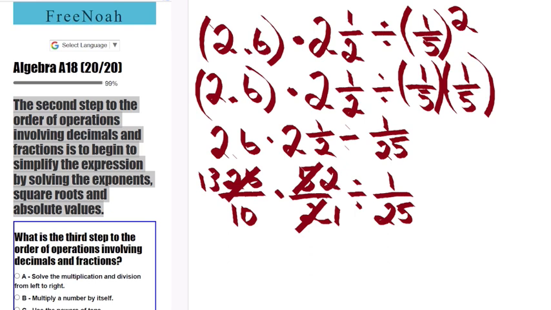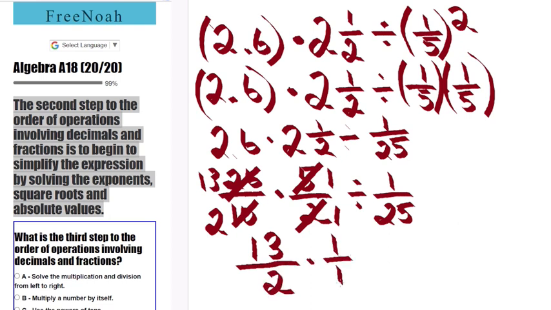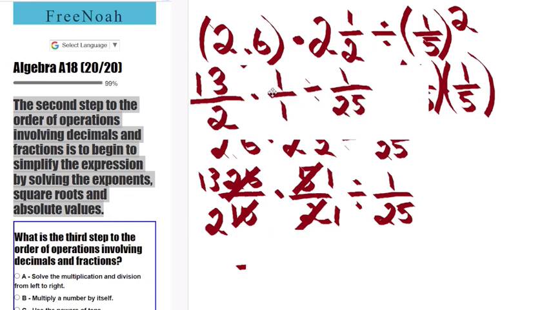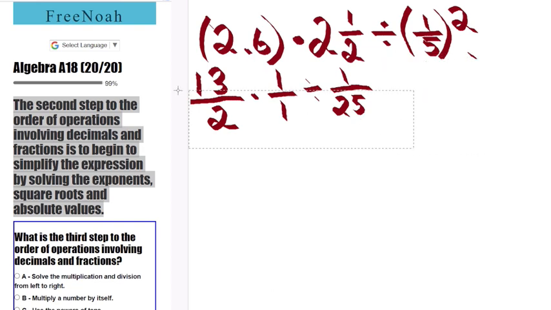Cross out the 5. Oh, excuse me. Cross out the 5. The 5 will turn into a 1. And this 10 here will turn into a 2. Perfect. So we're left with this 13/2 times 1/1 divided by 1/25 after simplifying. And so that's generally what step 2 is, simplifying the expression.